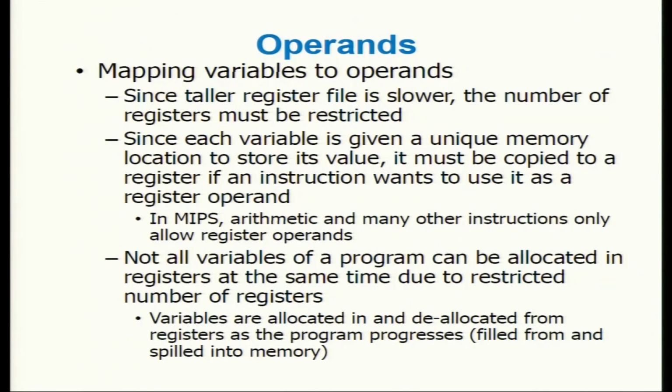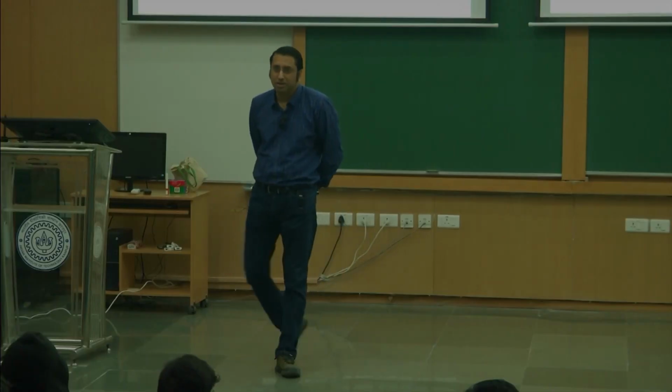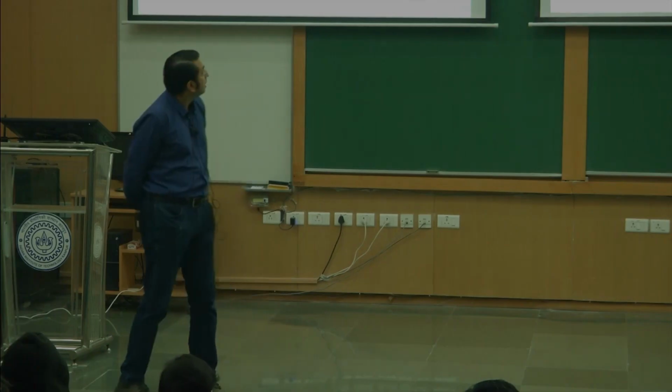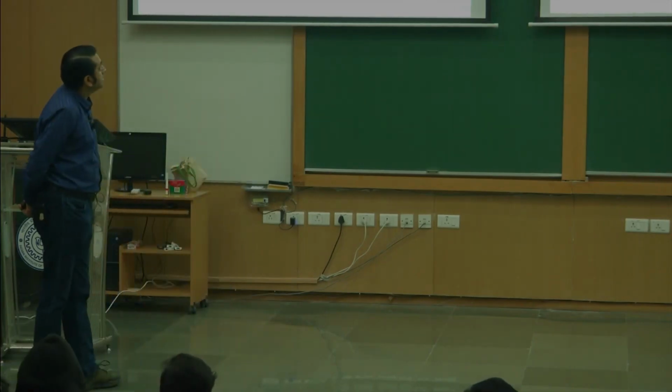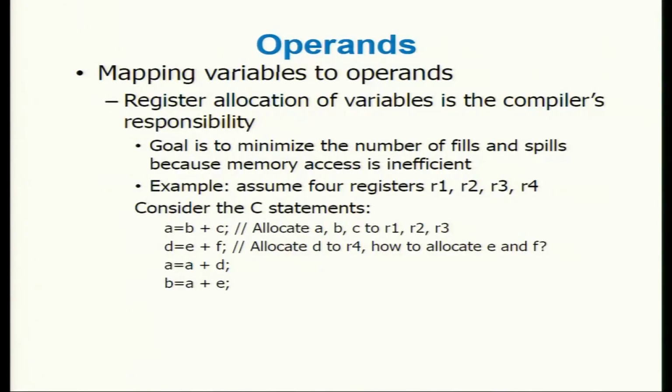Now, not all variables of a program can be allocated in registers at the same time because you have a restricted number of registers. Variables are allocated in and deallocated from registers as the program progresses. That means they are filled from and spilled into memory. And this is a very important step in compiling a program. So register allocation of variables is the compiler's responsibility, and it's a hard problem as it turns out. And the goal is to minimize the number of fills and spills because memory access is inefficient. So you have to allocate registers in a judicious manner.